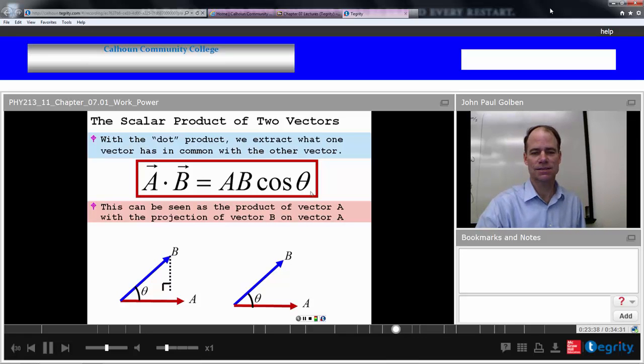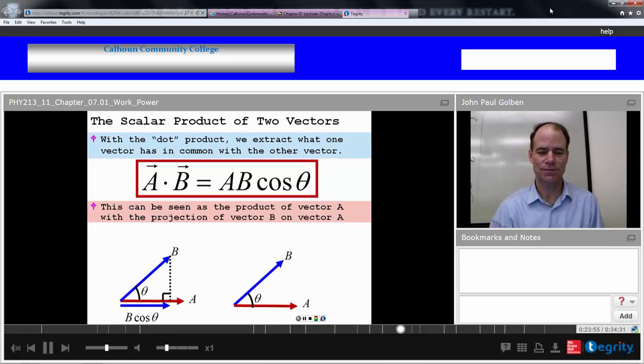In a sense, we can see this as projecting one vector on the other vector and finding what they have in common. If I look at vector B here, and I find its component that's actually in the direction of A, that would be B cosine theta. So B cosine theta times A is the dot product or scalar product. And it's really extracting what B has in common with A.